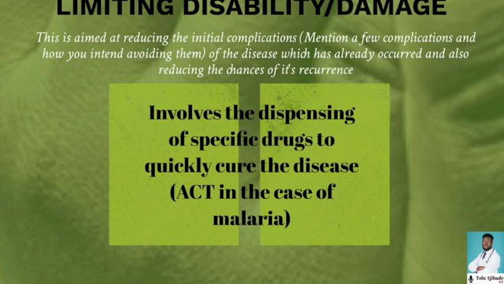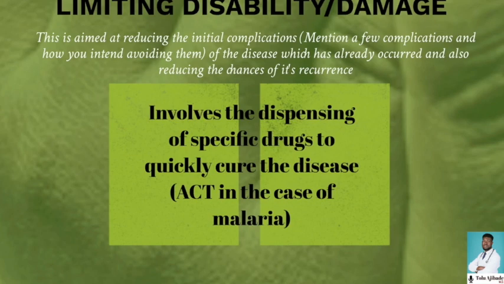So for limiting disability or limiting damage, it's self-explanatory. It reduces the damage that has been caused by the disease which has already occurred. So you weren't able to prevent it, nip it in the bud. You weren't able to give specific prophylaxis, and it happened. So how do you limit the spread of this and limit the recurrence of this? So that's what it involves.